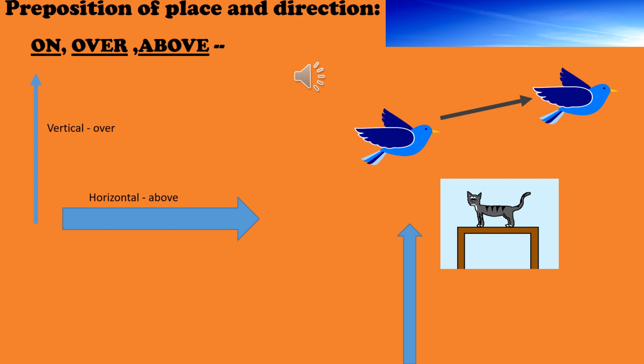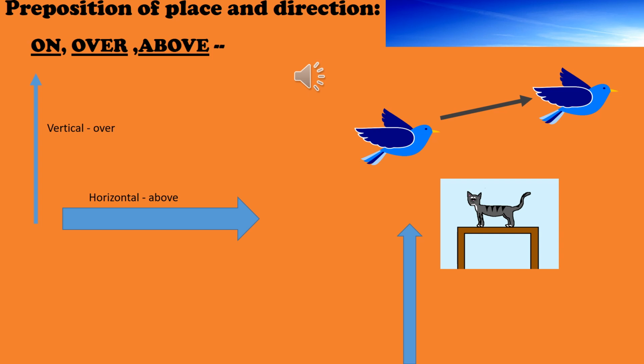In that case of vertical height, we can use over. So in that case, we're going to use the bird is flying over the table or over the cat. But can we use above here? No, we cannot. Because above is something where you are going to get the horizontal level of something. That means it talks about things which are spread. Then we take level in that case.